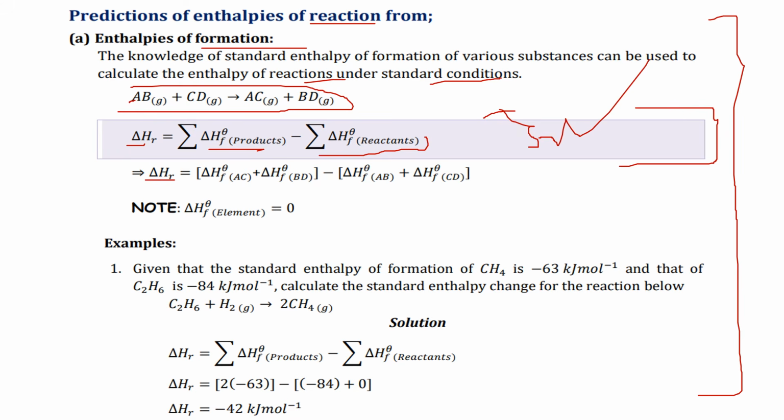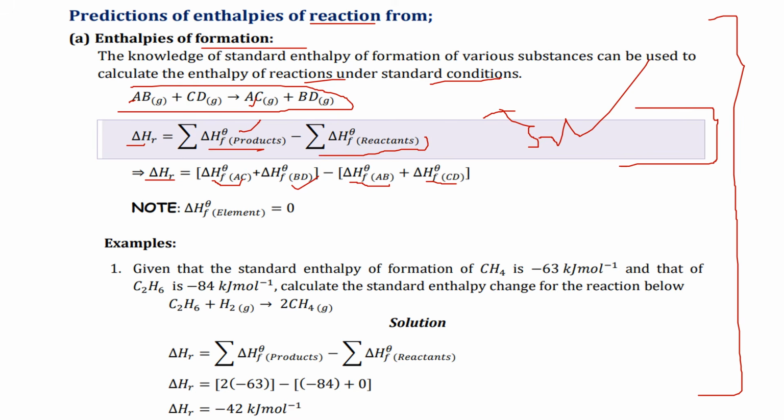So the enthalpy of reaction for this equation, if you look at the overall summation of the enthalpy of formation of our products, is going to be equal to the enthalpy of formation of SC, which is our product 1, plus the enthalpy of formation of BD, which is our product 2, then minus the overall enthalpies of formation of our reactants. And our reactants were the enthalpy of formation of AB plus the enthalpy of formation of CD.